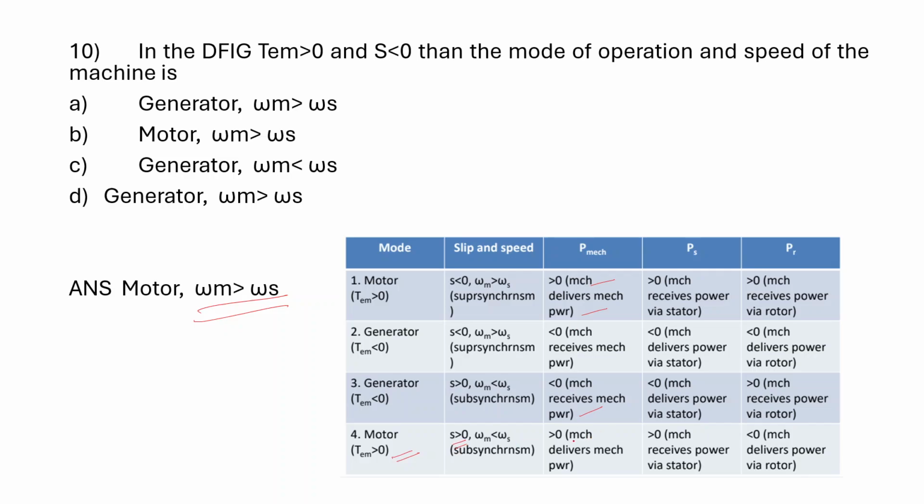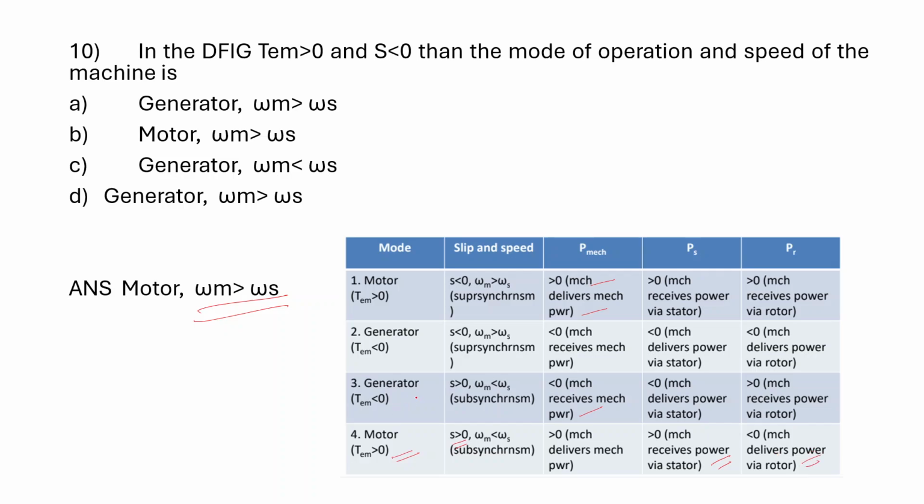Here the mechanical power is greater than 0, so the machine delivers the mechanical power. And in this, the machine receives the power via stator in a fourth mode, and PR, which is the machine delivers power via rotor.